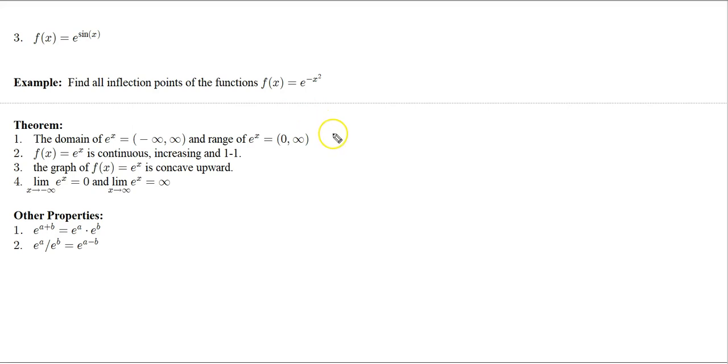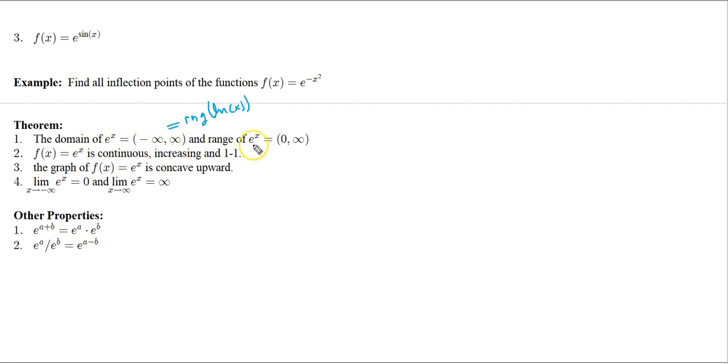Now let's take a look at a theorem and some properties related to this exponential function. First of all, we have a theorem here, and it states that the domain of e to the x is -∞ to infinity, and the range is 0 to infinity. And this is certainly true because the domain of e to the x is the range of the natural logarithm function. And as we saw before, the range of the natural logarithm is -∞ to infinity. So that verifies this one.